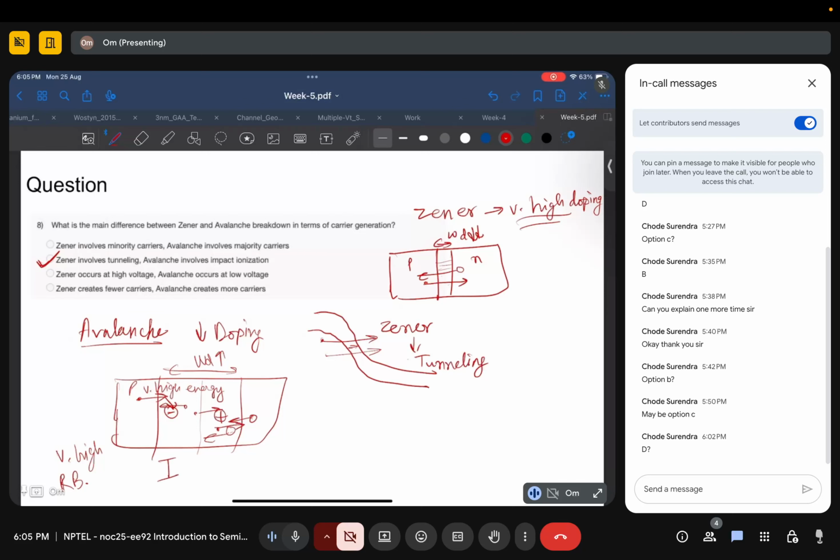That's why it is impact ionization. Or rather, it is impacting with an atom. It cannot be ion only. It can impact with any atom of the lattice, could be silicon, and then it ionizes the atom. So option B is correct. Is this clear?